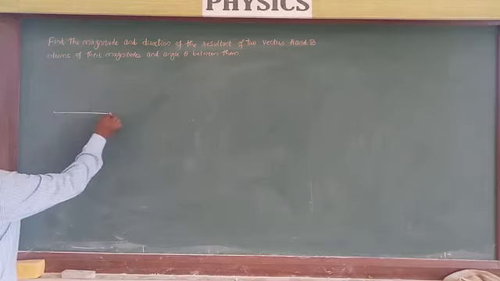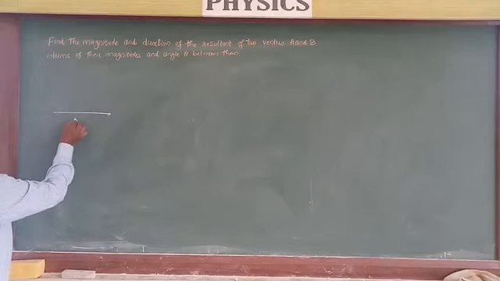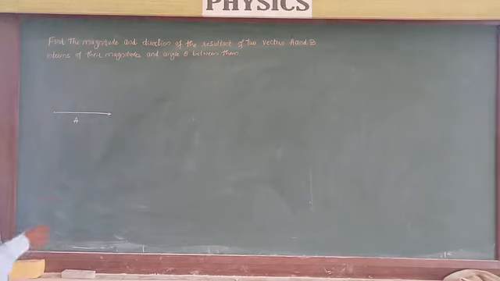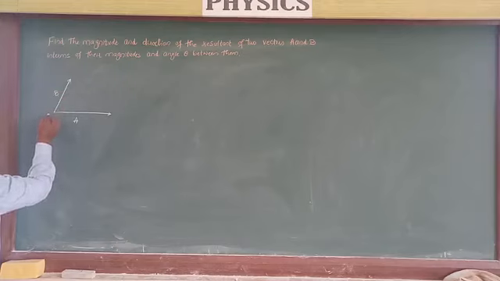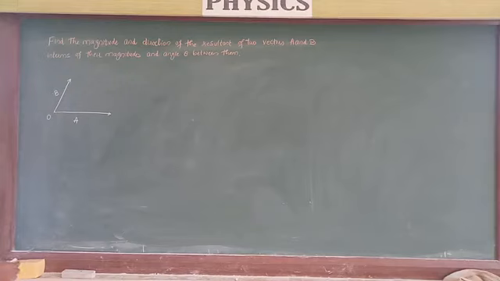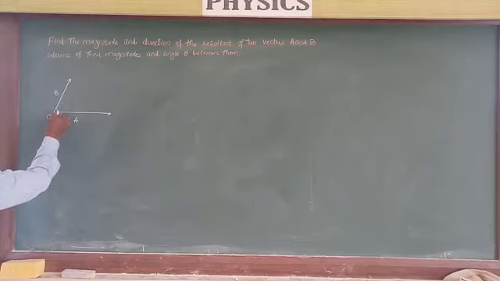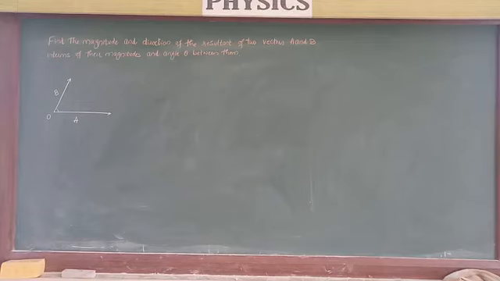See, this one is the first vector, you can call this as A. This one is the second vector, you can call it as B. These two are acting at a point O. So now theta is the angle between these two vectors. Clear?